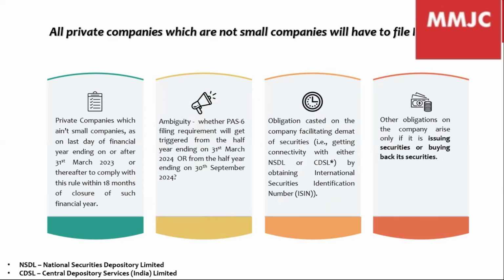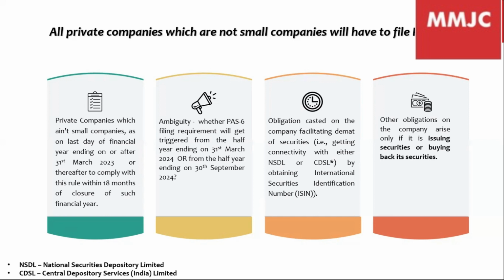So, if a private company has already obtained ISIN, then it can be said that the company has already complied with Rule 9B, even before the time allowed under Subrule 2. In such a case, there is no reason why such a private company should not file PAS-6 for the half year ended on 31st March 2024.